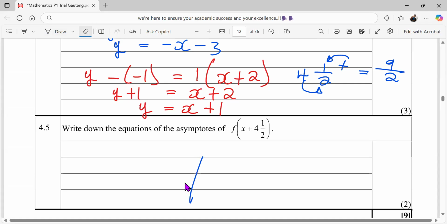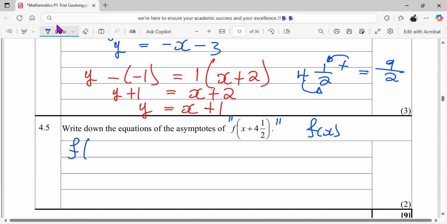I want us to understand what's the meaning of this. What is f(x + 9/2)? Well, it's still the function f, but it has now been shifted 4.5 units to the left. That is significant. I just said it's shifted to the left, which means it's a horizontal shift. The y values are not affected in any way. It's only the x values that will be affected.